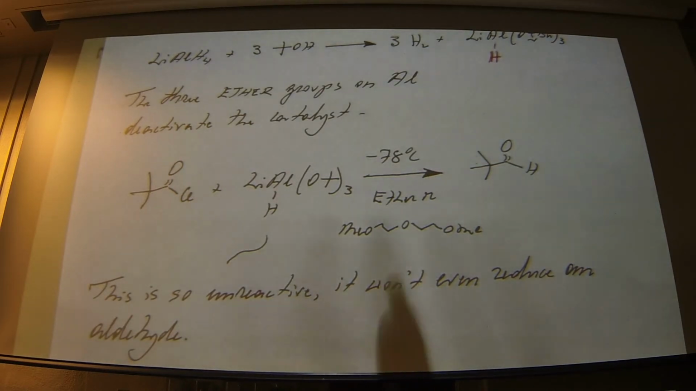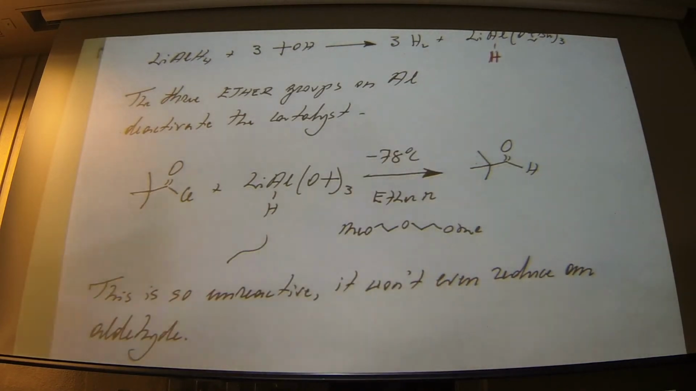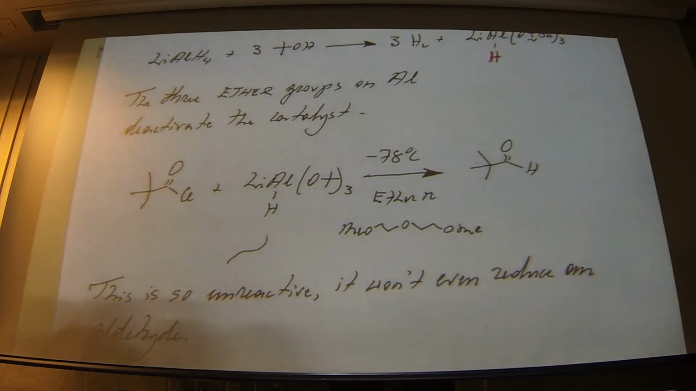Notice that the reaction is done at cryogenic temperature, -78, dry ice temperature. So the reaction with the acid chloride, even at -78, is fast. But even at room temperature, the reaction of this plus that is really very, very slow. So essentially it doesn't compete.